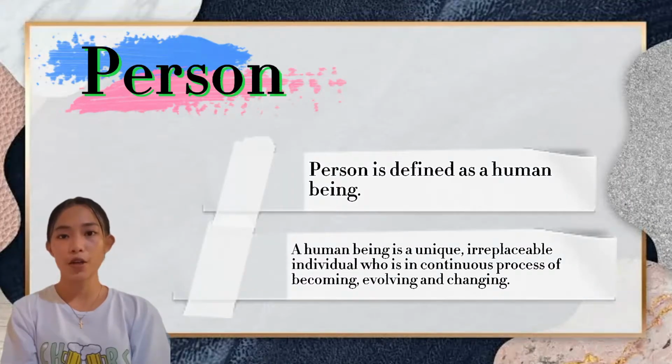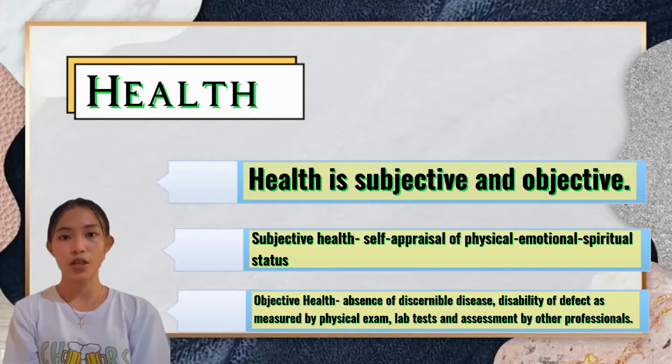Person is defined as a human being. Both the nurse and the patient are human beings. Even the family and community under the illness are human. Human beings are unique, irreplaceable individuals who are in the process of becoming, evolving, and changing.